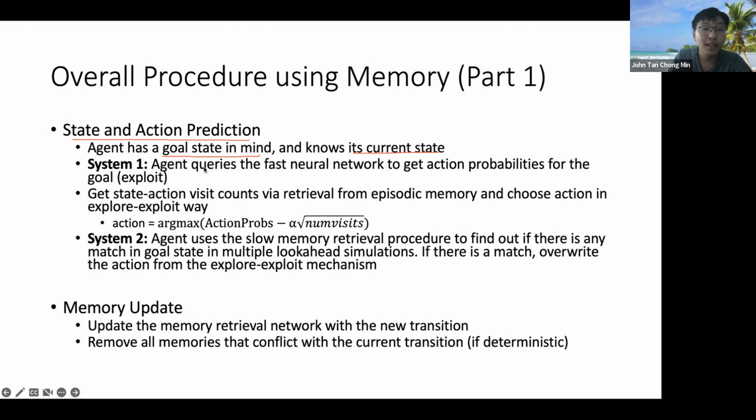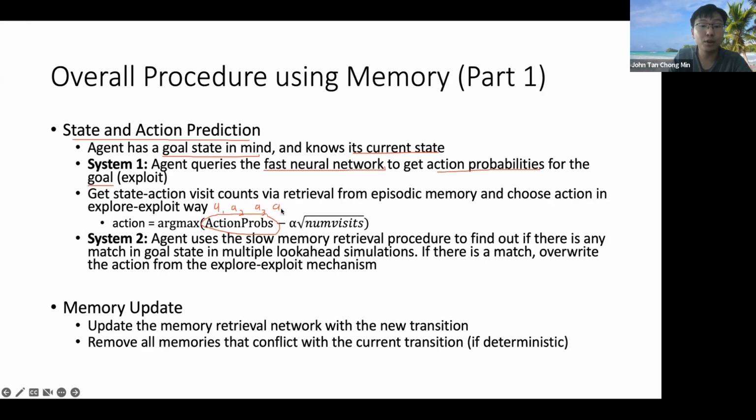Next, the agent queries the fast neural network to get some action probabilities for the goal. Of course, this only works for discrete cases because it's a softmax across all actions. I'm still thinking how to do it for the continuous case, so if you have any ideas, you can let me know. This is how we do explore, exploit. We have action probabilities ranging from 0 to 1. They sum up to 1 for all the actions, like action 1, action 2, action 3, and so on. All these are the probabilities of what the network will predict.